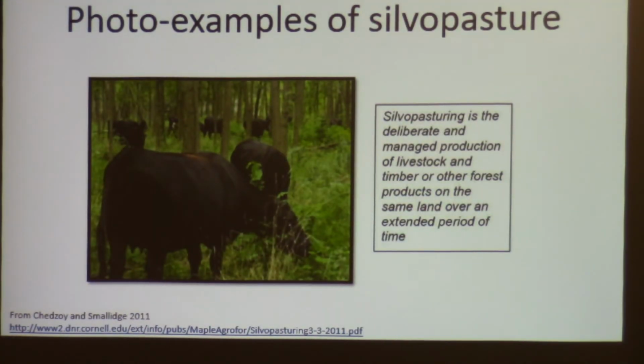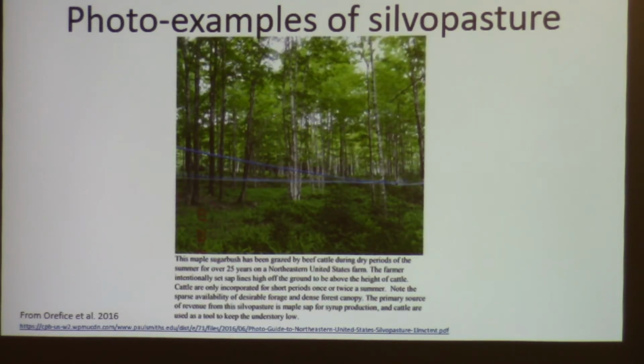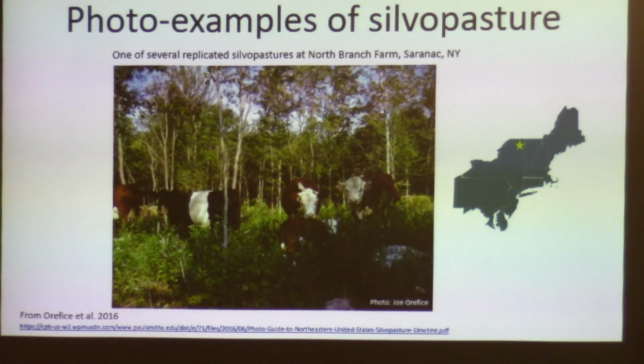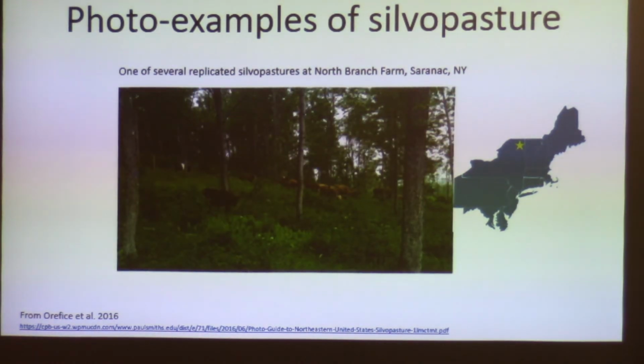Here's just a couple examples so you can see what this looks like. These are from various silvopastures across the region. This is a sugar bush silvopasture where the sap lines are elevated so that the cows can go through there, and then the sap goes down to a greenhouse where they do the sap boiling. It's a very interesting looking system. Here's an example from a silvopasture at North Branch Farm in New York, where we've collected a lot of data. These are replicated silvopastures. Here's another picture from that same farm.